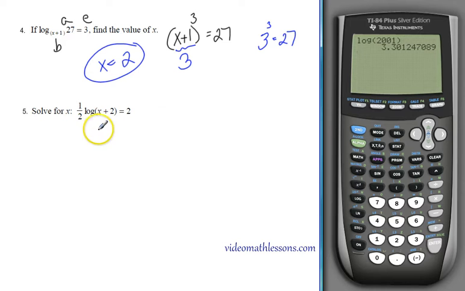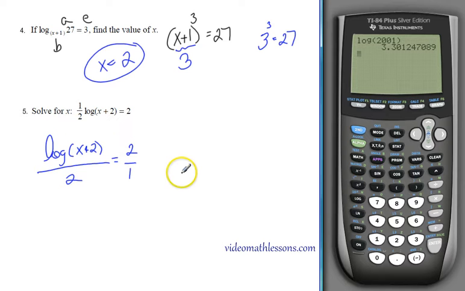A lot of people aren't comfortable doing that. So what I'm going to do is just rewrite this a little bit, and change this to a cross multiply problem because people seem to like that. Instead of 1/2, I'm just going to write divide by 2. And I'll put this equals 2 over 1. Now when I see this, this is just a cross multiply problem. I cross multiply. So I still get the log x plus 2 by itself. And 2 times 2 is 4.